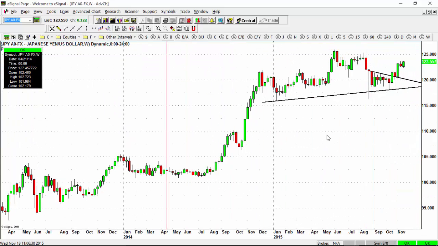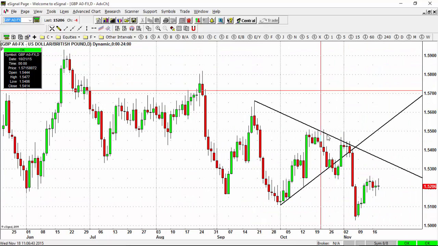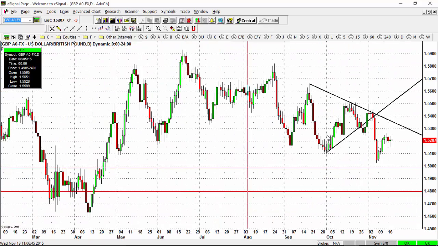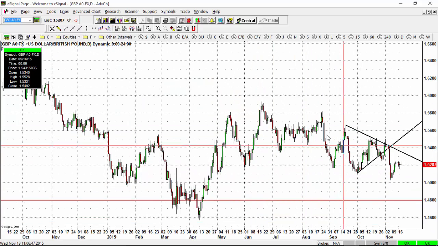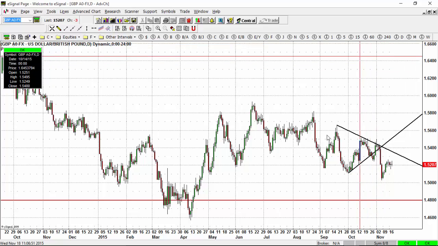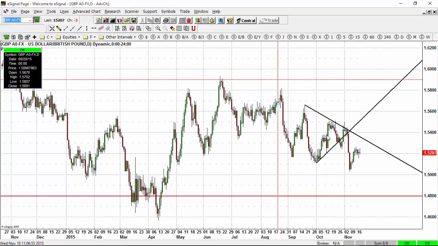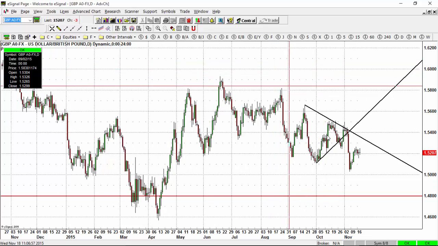Taking a look at the British pound, the British pound is the currency that has stood up best to this US dollar rally. The British pound is not down significantly today. It's at 152.07. And in the face of a strong dollar, the British pound has been holding up quite nicely, actually.